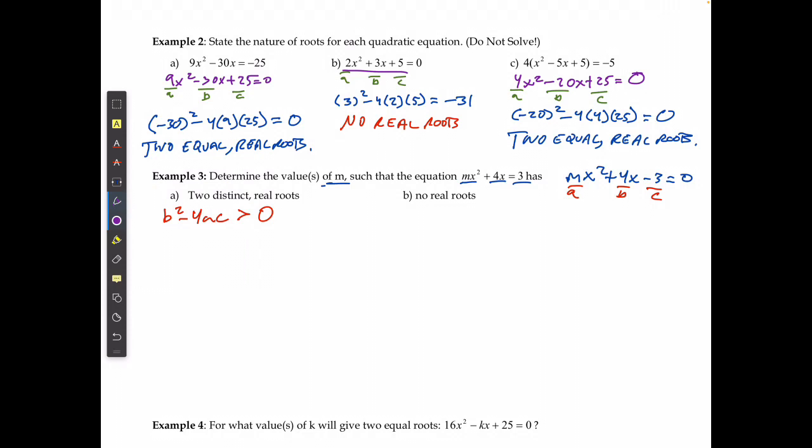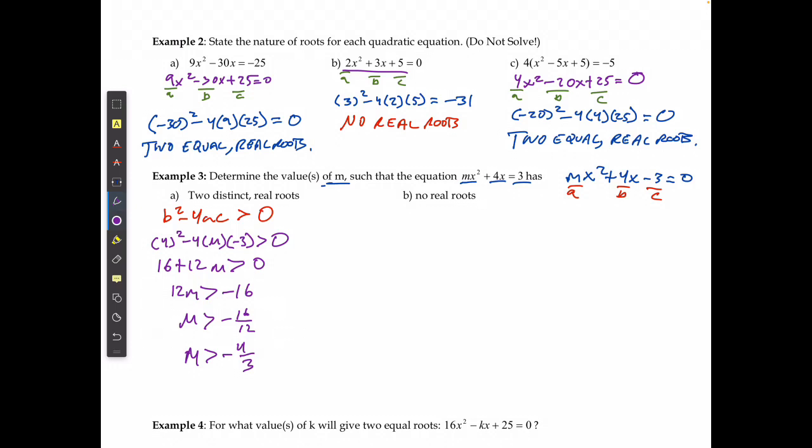So I'm going to substitute my values. 4 squared minus 4 times m times negative 3 has to be greater than 0. This is going to give me 16. Negative 4 times negative 3 is going to give me positive 12m is greater than 0, and then I just have to solve for m. 12m has to be greater than negative 16, or m has to be greater than negative 16 over 12, which is the same as m is greater than negative 4 over 3. So any value where m is greater than negative 4 over 3, there's going to be 2 distinct real roots.